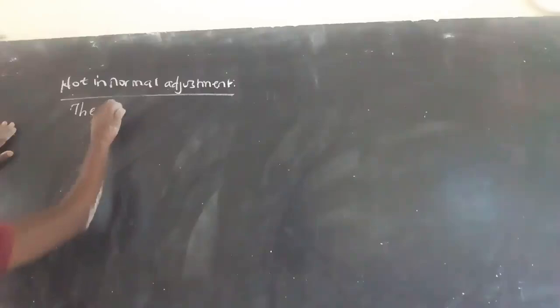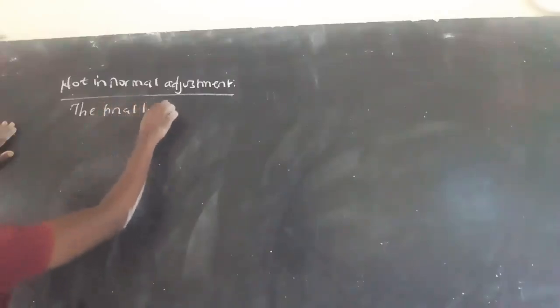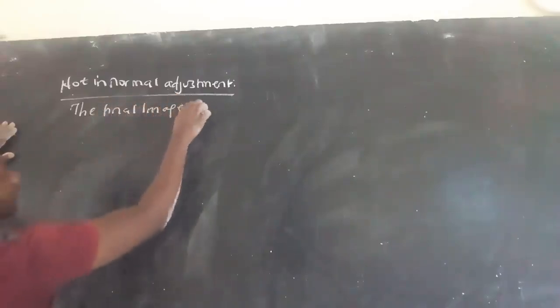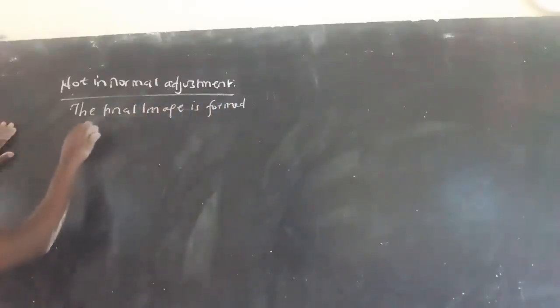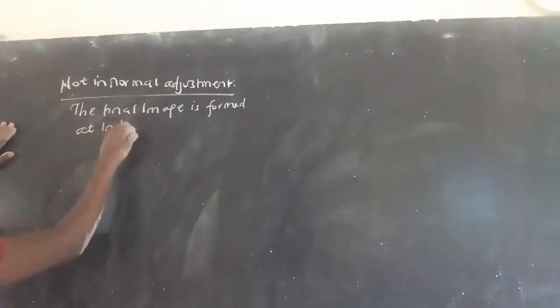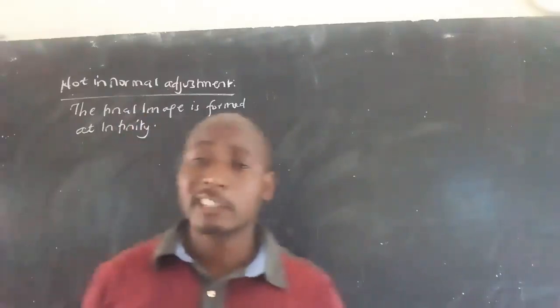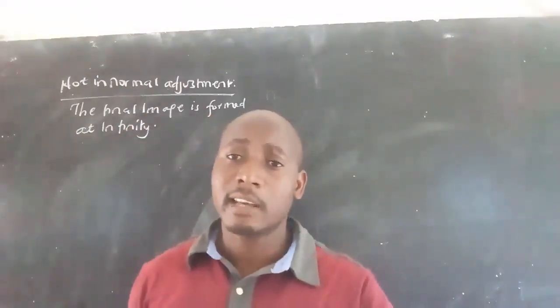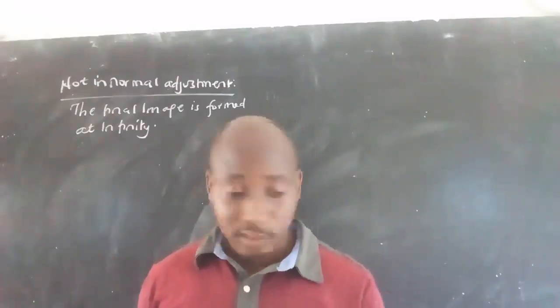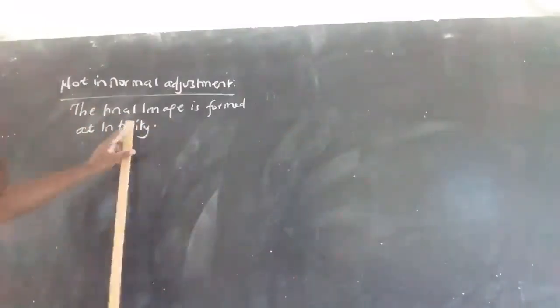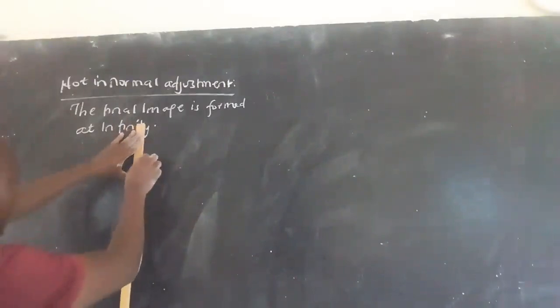Note in normal adjustment, we shall say that the final image is formed at infinity. Of course, for an image to be formed at infinity, the object must be placed at the principal focus of the lens. That's all. So we have to draw the diagram. This is our diagram.